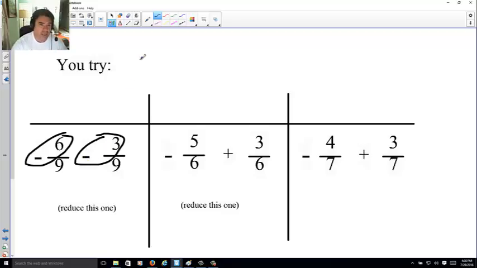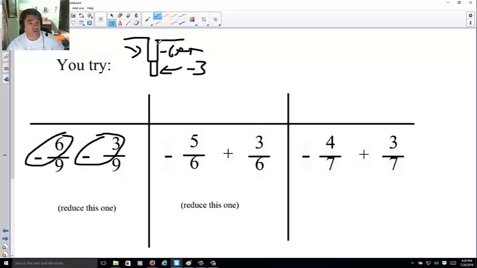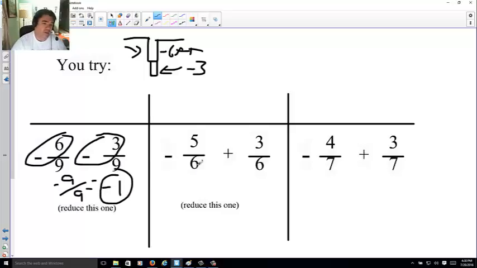Here's the mindset. -6 means, let's say we have a 6-foot hole in the ground. So let's say this is -6 feet. Then, in that hole, I'm going to dig another 3 feet. Question now is, how deep is the hole now? Still a hole. It's deeper. Now it's -9. And it's still being divided by 9. 9 divided by 9 is 1. Therefore, equals -1.